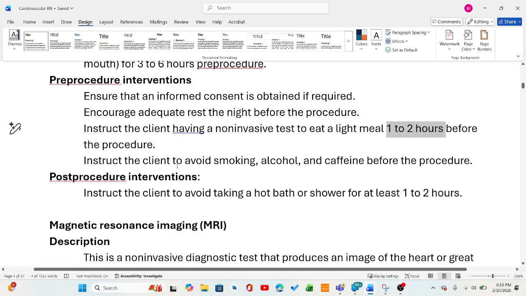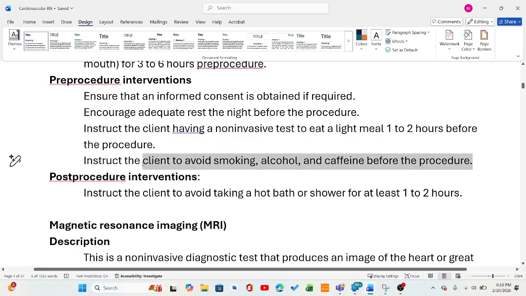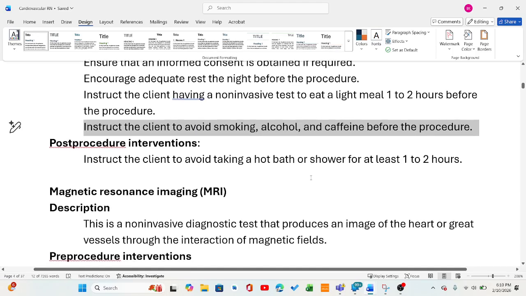Another thing that will actually alter the coronary arteries or the blood vessels, you need to avoid. So the night before, you need to avoid smoking, alcohol, and any caffeine, so the person will not be drinking any caffeinated drinks before the procedure. They have to stop because all of this will affect the heart rate.